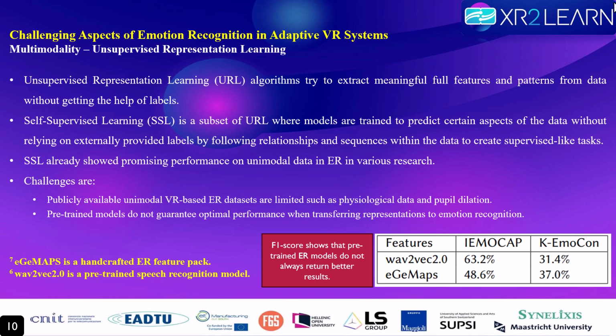Challenges: publicly available unimodal VR-based ER datasets are limited, such as physiological and pupil dilation data. Pre-trained models do not guarantee optimal performance when transferring representation to emotion recognition. As we can see in the table, we have two emotion recognition datasets with two different results. For example, Wave2Vec is a pre-trained speech recognition model, and EG Maps is a handcrafted ER feature pack. But the F1 score shows that pre-trained ER models do not always return better results.